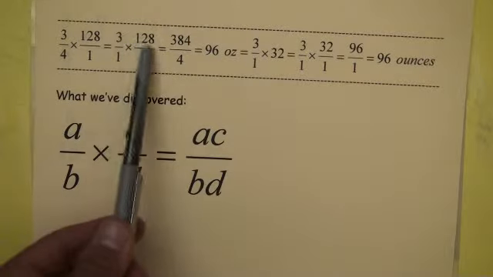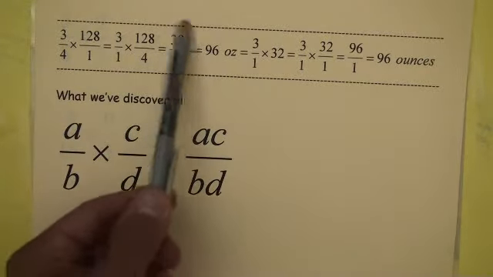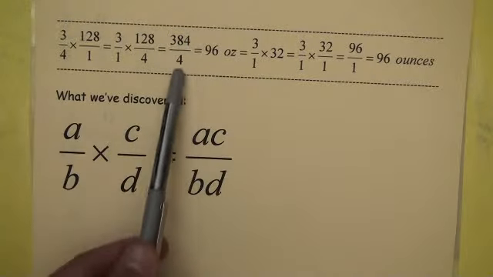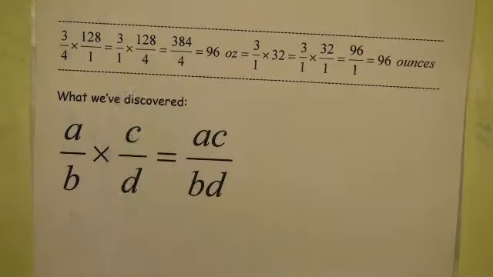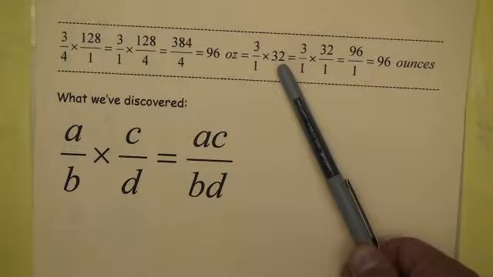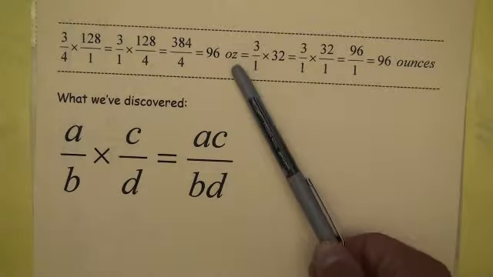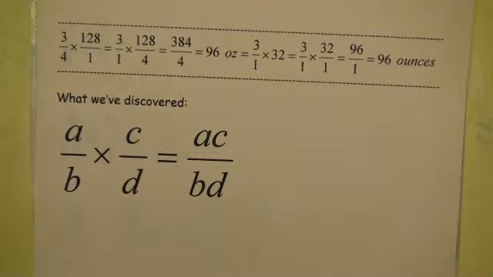You can either do 3 times 128 to get, now this would be a total of 3 gallons, 3 gallons divided into 4 pieces. That's 96 ounces. Or we could take the quarter gallon and multiply it by 3 and also get 96 ounces. Sometimes you'll see the ounces written as OZ, sometimes it's written out OUNCES.